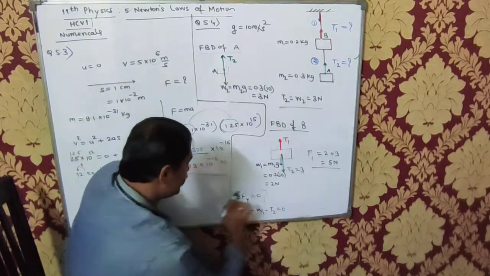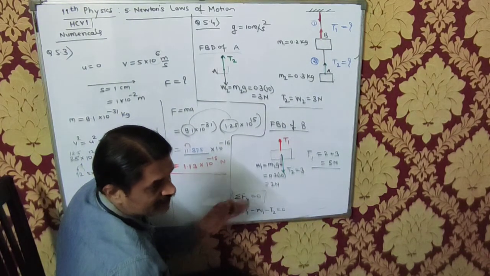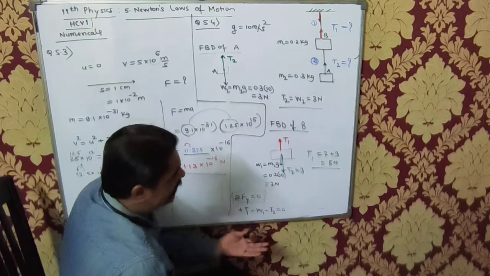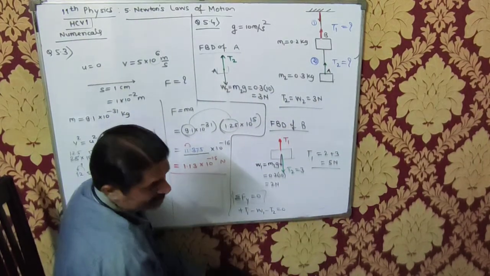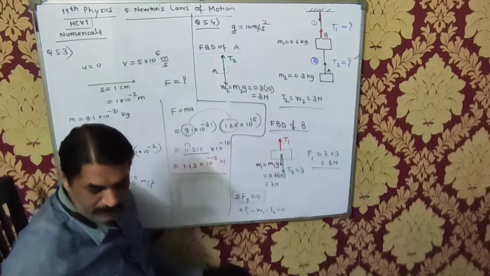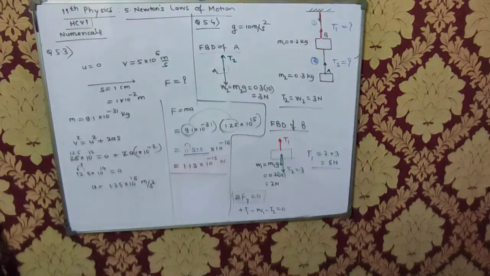If I am using summation of all the forces equal to 0, that means I'll have to use the sign conventions, plus and minus. Or in other words, I can say upward force equal to downward force. It will mean the same way, it will give the same result. This is okay? Any doubts about that? Very clear?